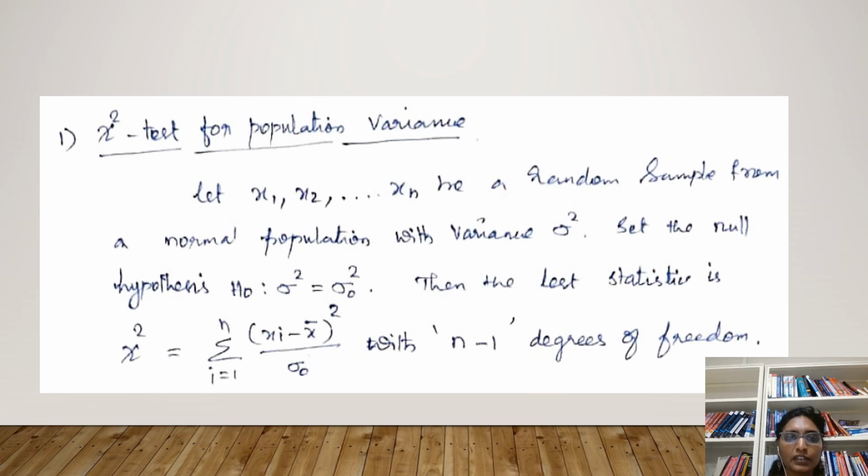This is the first type: chi-square test for population variance. This is a basic test for the variance. Let us assume x1, x2, and so on up to xn be a random sample from a normal population with variance sigma square. The null hypothesis is sigma square is equal to sigma naught square. Then the test statistic is chi-square equal to the summation from i equal to 1 to n of (xi minus x bar) the whole square divided by sigma naught square, with n minus 1 degrees of freedom.